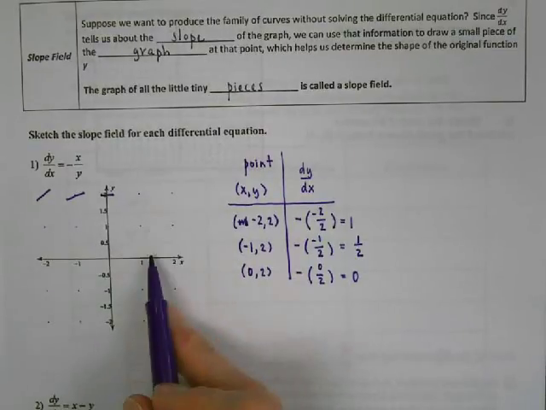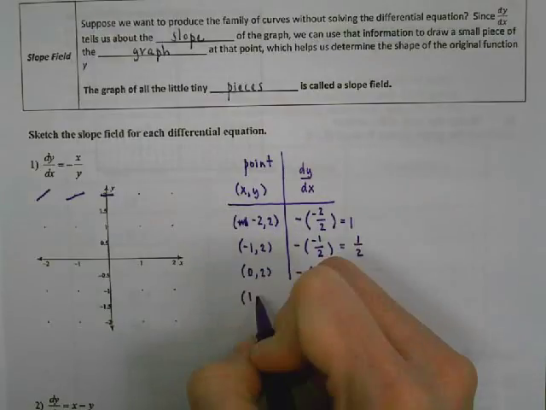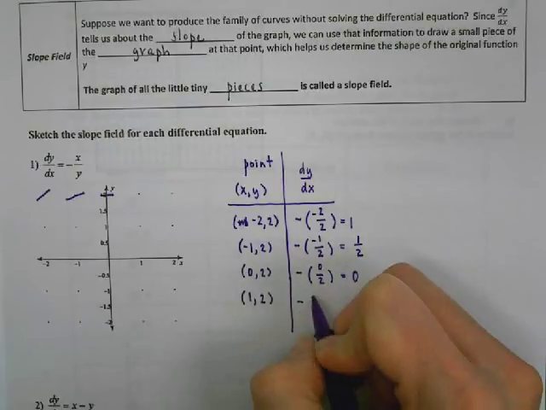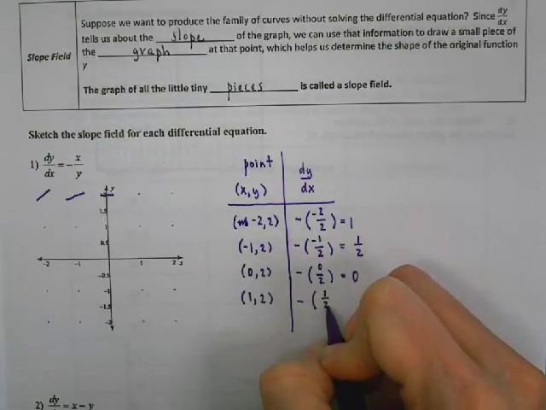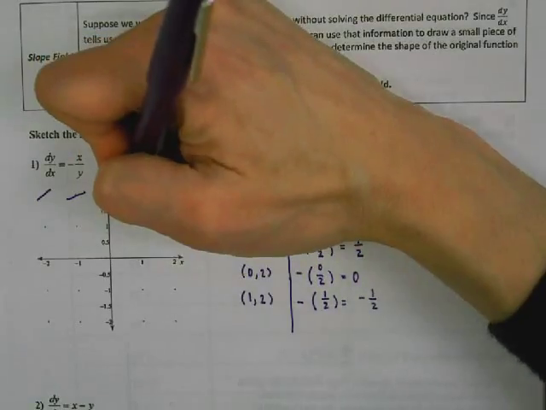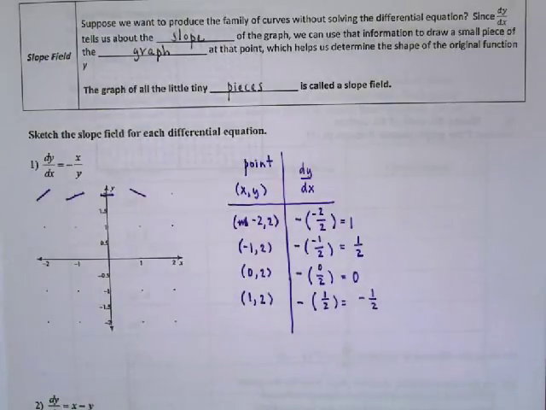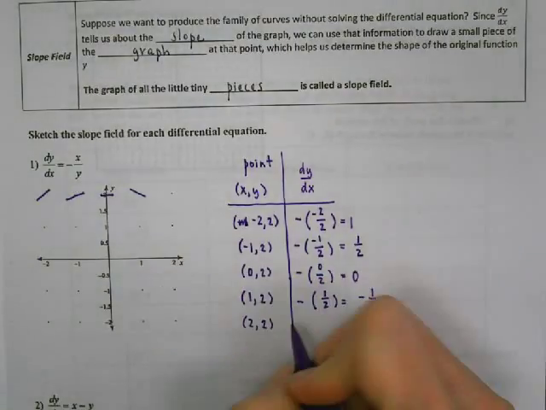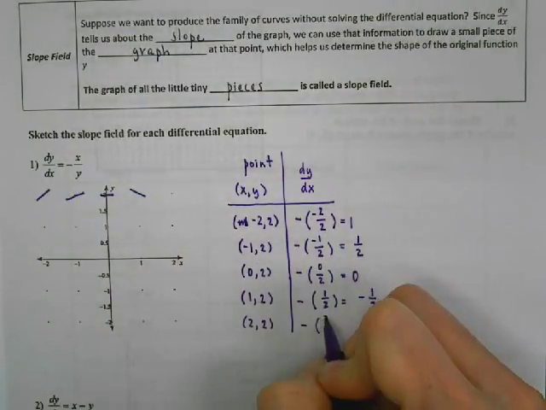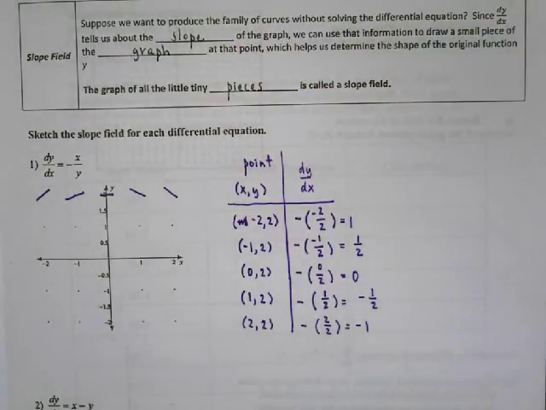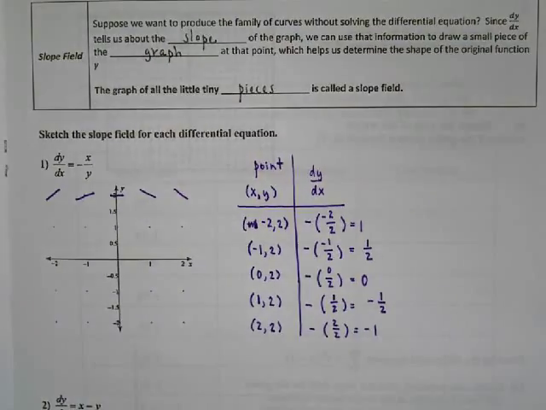Okay, we'll finish off this top row here. My next point is 1, 2. So over here I have the opposite of positive 1 over 2, so a negative 1/2. So now this needs to be negative, and again, I'm going to make it a little bit flat. It's going to look something like that. And then I have 2, 2. So the opposite of 2 over 2, which is going to give me negative 1. So that's how we piece together these slope fields.